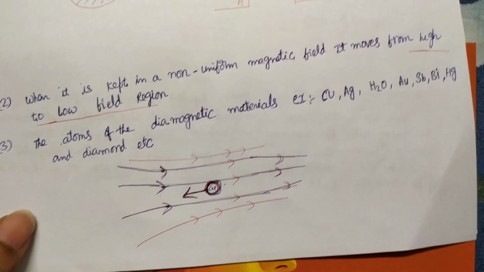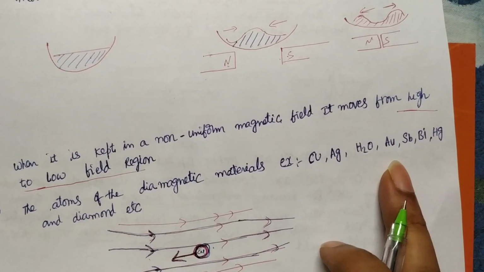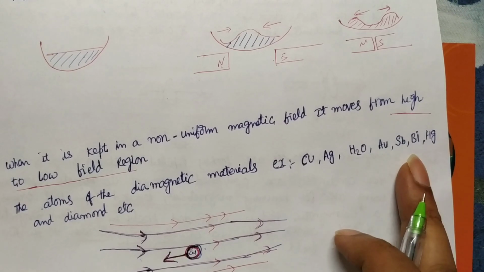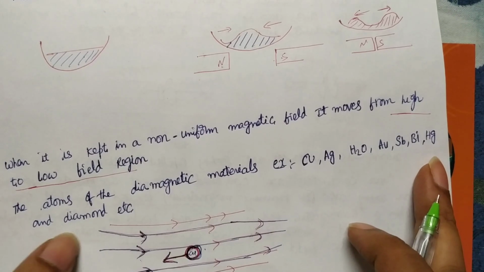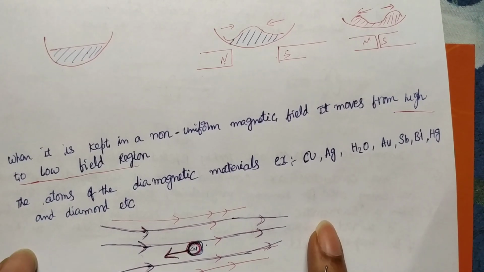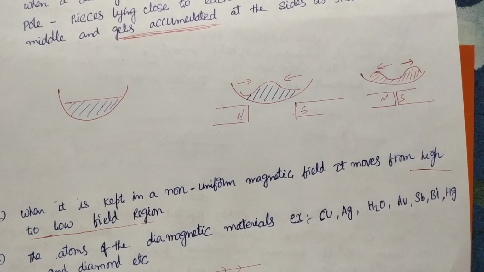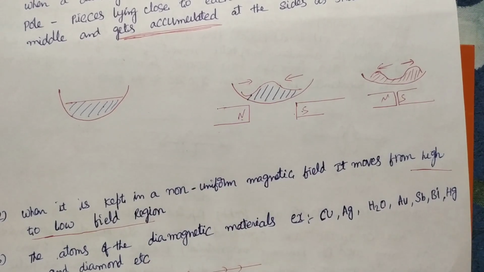Examples of diamagnetic materials are copper, H2O, gold, bismuth and mercury. Now, diamond also. So there are different examples, and you see this is about diamagnetic materials.